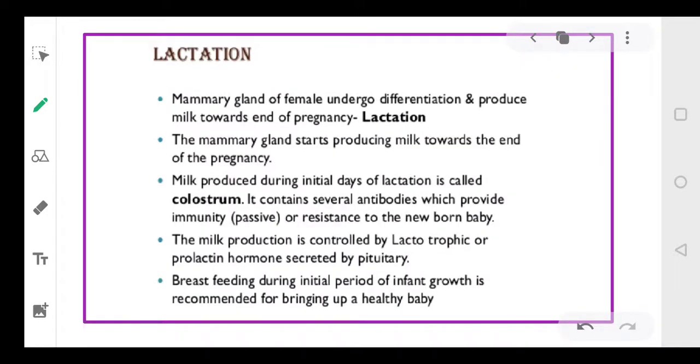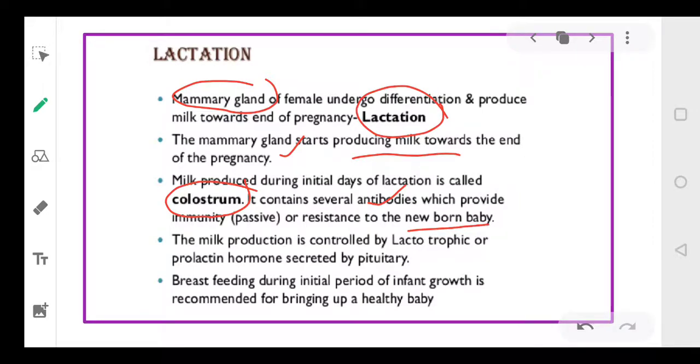Lactation. You know, once there is a birth of the child, the child cannot eat anything. The child primarily depends upon the milk, which is produced from the mammary glands of the female. So this is called lactation. Okay? The mammary gland of the female starts producing milk towards the end of the pregnancy, right everyone? So the milk that is produced in the initial days of lactation is called colostrum. It is yellowish in color, and it contains several antibodies which provide passive immunity to the newborn baby.